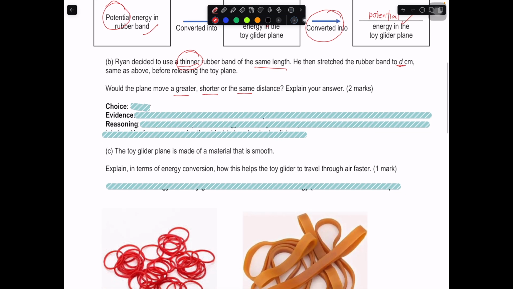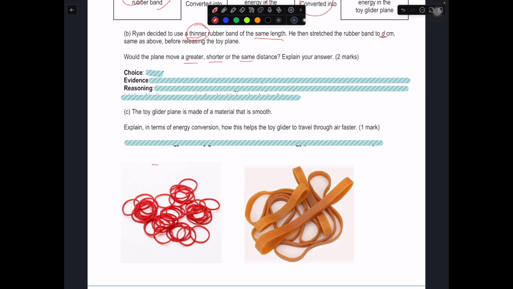Okay, one way to look at it is this. This one is the thinner rubber band, this one is the thicker one. Some of you may have seen this kind of rubber band before. This one is usually the most common. This one is usually used by the postman, where they have to bundle their mail together, so they have to use a thicker rubber band to be able to do so.